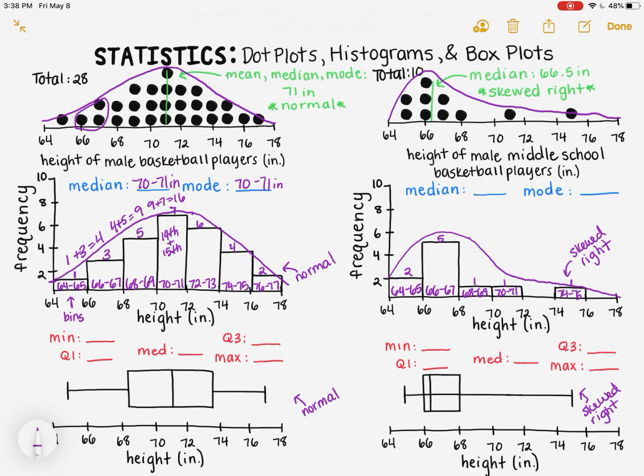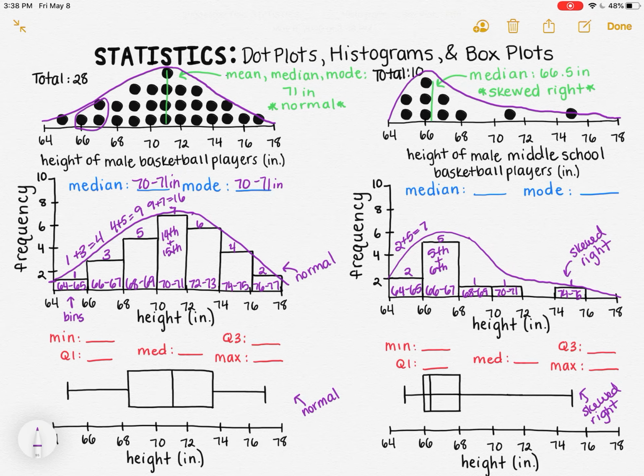So to find the median, this time we have 10 total people, which is still an even number. So I'm going to be looking for the person that's number 5 and number 6 and look in between those people. So I'm going to start counting from the left side. There's 2 people in the first bar. So the 5th and 6th person are not in that first bar. Plus 5 people in the next bar gets me to 7. So that means my 5th and 6th person must be in this bar.